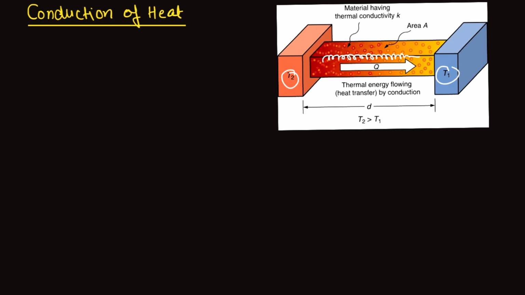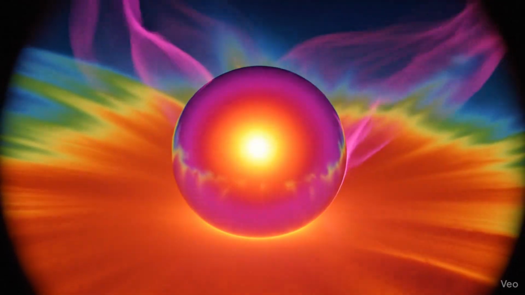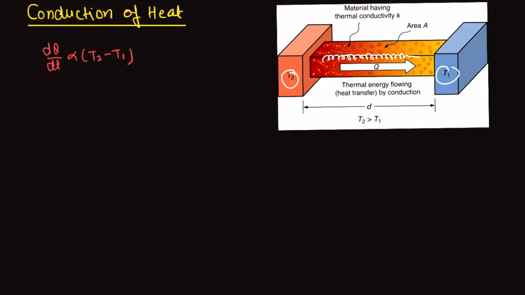to low temperature. Whatever heat will flow, the rate of heat flow, dQ/dt, will be directly proportional to the temperature difference. It means if there is more temperature difference, there will be more heat transfer. Similarly, we can write dQ/dt directly proportional to area. More area, more heat transfer. And dQ/dt is inversely proportional to the length of the slab. It means if the length is more, the heat transfer rate will be less.